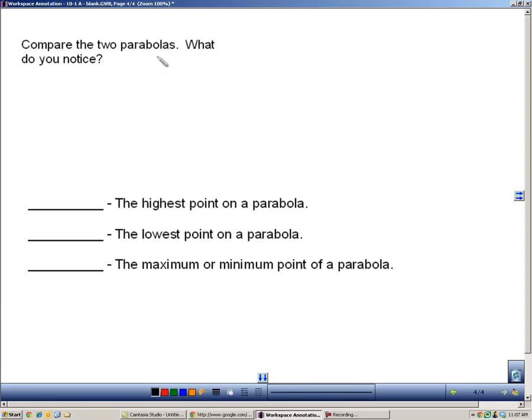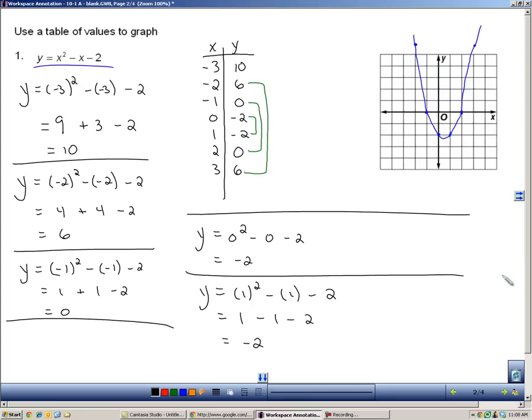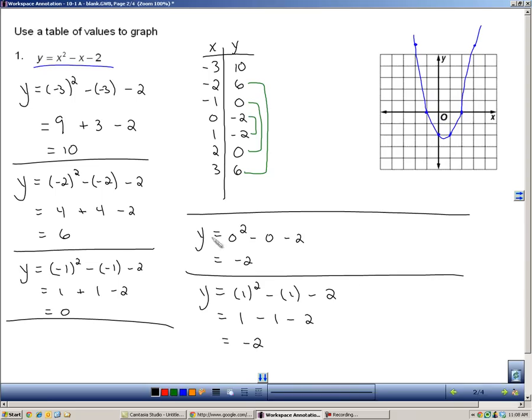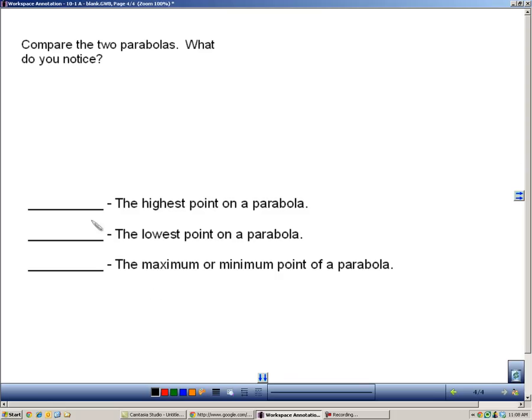Now I'd like to look back at the two parabolas that we've graphed, and I want to show you a couple things about them. Look at this first one here. This was the equation x squared minus x minus 2, and the parabola opened up. This was our second equation, negative x squared plus 2x plus 4, and in this case the parabola opened down. That's not a coincidence. Whenever the very first number in front of the squared term is negative, your parabola is going to open down. And whenever the very first number in front of the x squared is positive, your parabola is going to open up.